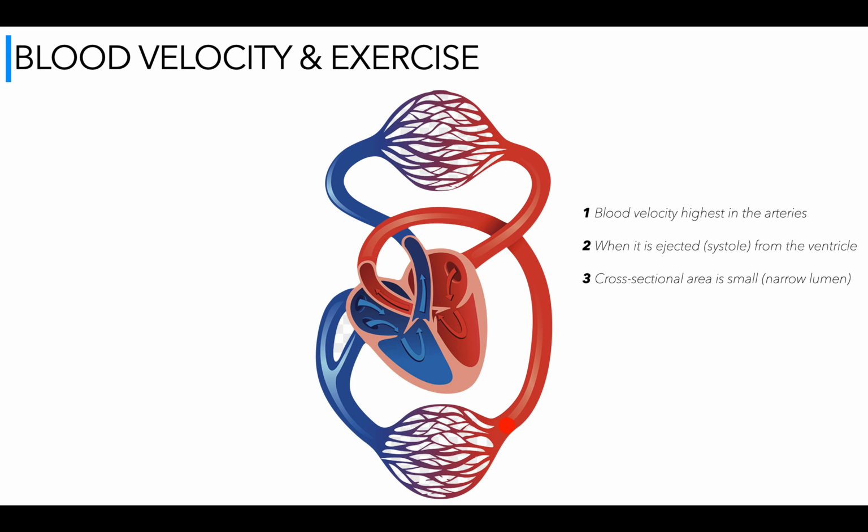Now, if we remember from the systemic circuit, the blood's about to enter the arterioles, and we know that the blood goes to different locations. Now we know about the vascular shunt. So blood velocity reduces as it passes through the arterioles and the capillaries. Why does it reduce? Well, the cross-sectional area has just increased. It's no longer all in the artery.